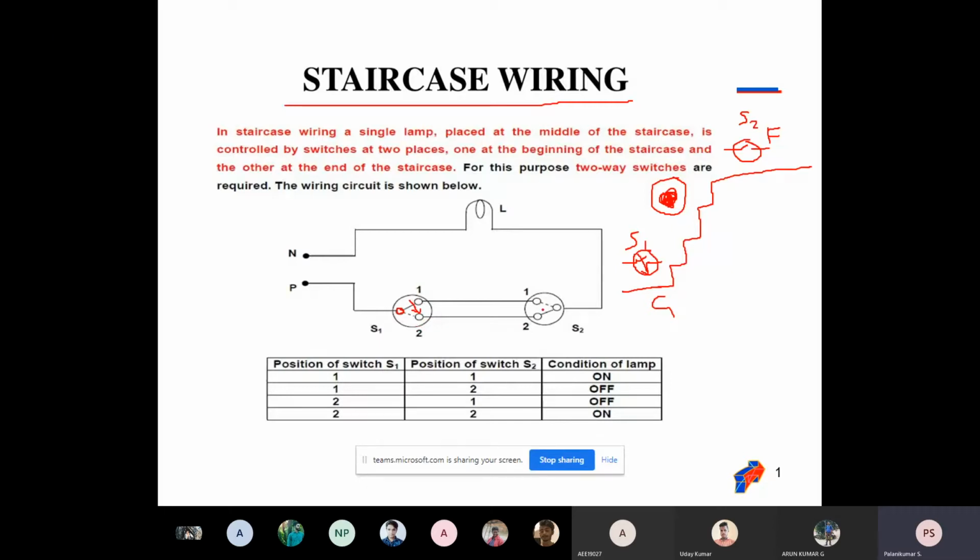So likewise, I am able to move the switch key position from 2 to 1 also. That is why it is called a two-way switch. From the line current, I can make the current flow either to 1 or to 2. So I can make it work as a two-way.